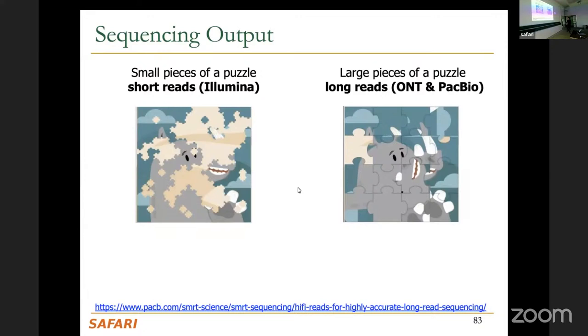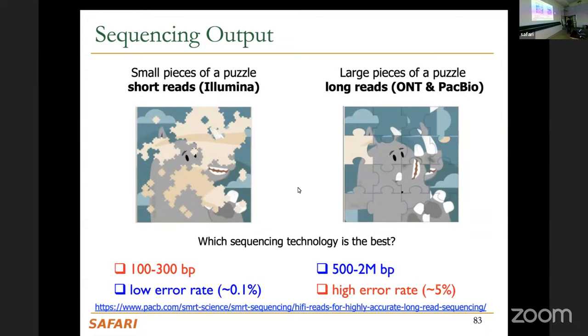And this is a similar puzzle analogy to show the trade-off between different sequencing technologies. So in Illumina, we have relatively smaller pieces. The question can be, which sequencing technology are we going to pick? For Illumina, we have relatively smaller pieces, which means it is relatively more challenging to solve the puzzle compared to when you have larger pieces. For larger pieces, you go with nanopore sequencing or PacBio.